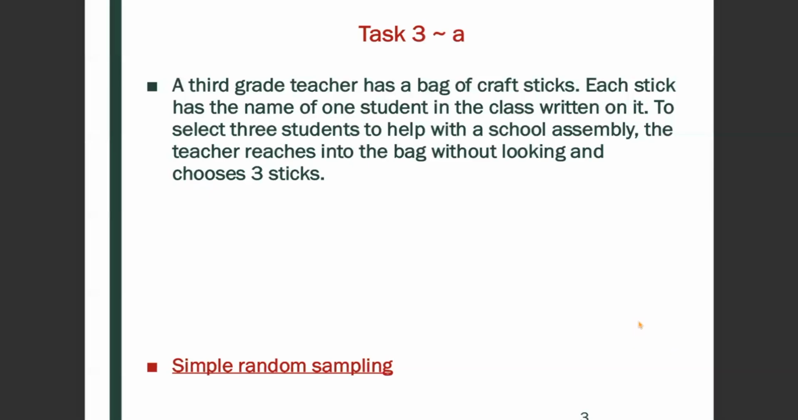Task 3A. A 3rd grade teacher has a bag of craft sticks. Each stick has the name of one student in the class written on it. To select 3 students to help with a school assembly, the teacher reaches into the bag without looking and chooses 3 sticks. This would be an example of simple random sampling because you're just choosing 3 random sticks out of a bag where each option has equal probability of being chosen.